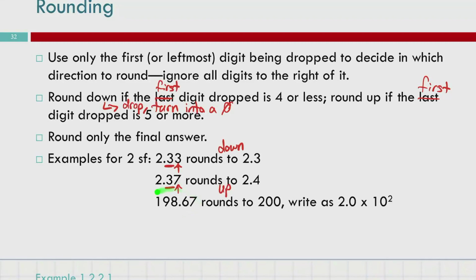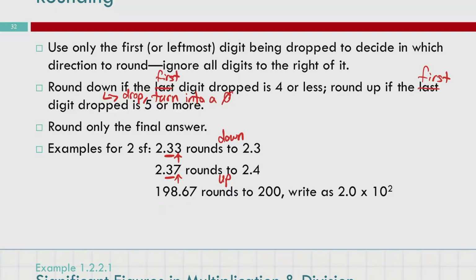If we round the number 198.67 to 2 significant figures, the 9 is our last significant figure. The 8 is the first number that we would drop. So we're going to look at this 8 to see how we round. The 8 is bigger than 5, so it tells us we're going to round this 9 up. What's 1 bigger than 9? What number is bigger than 9 by one number?